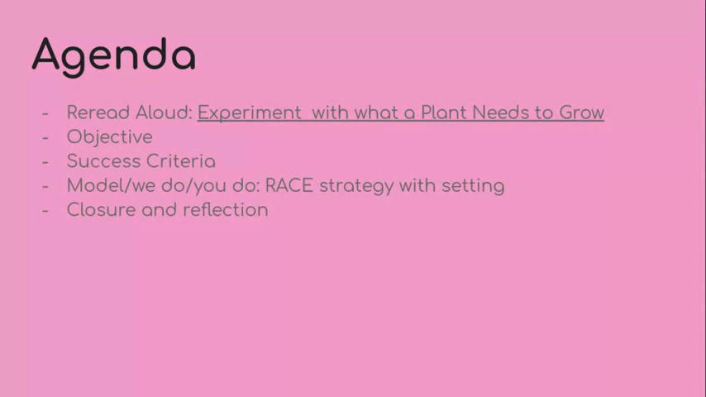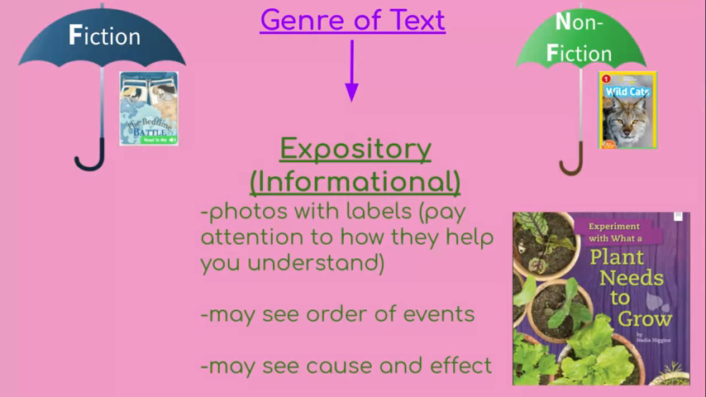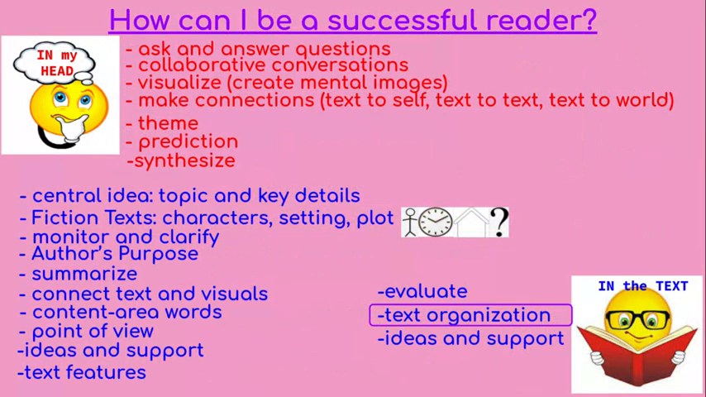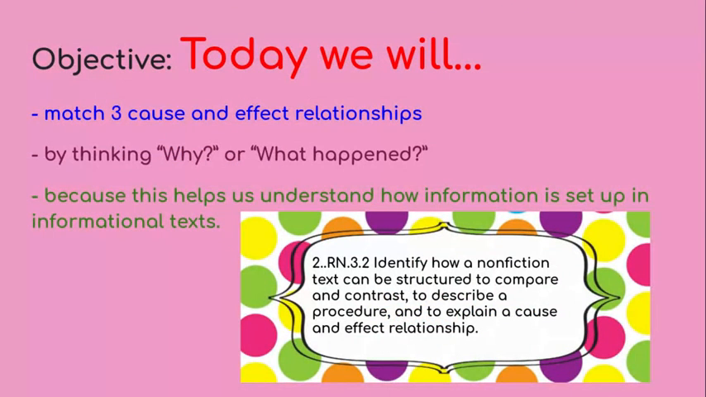All right, so today we're going to reread Experiment with What a Plant Needs to Grow. If you remember yesterday, we talked about how this is an expository text, and that means it's informational. It has photos with labels, and you have to pay attention to how they help you understand. You may see order of events, or you may see a cause and effect. And today we're going to be talking about cause and effect in text organization.